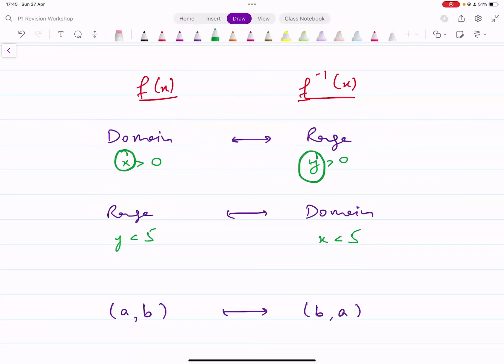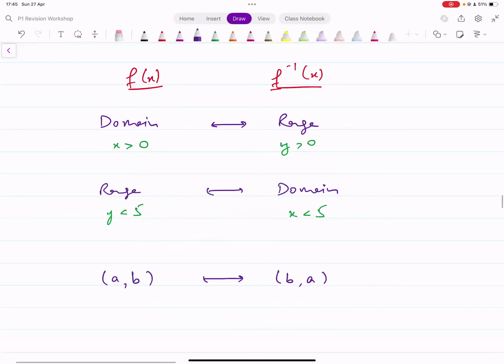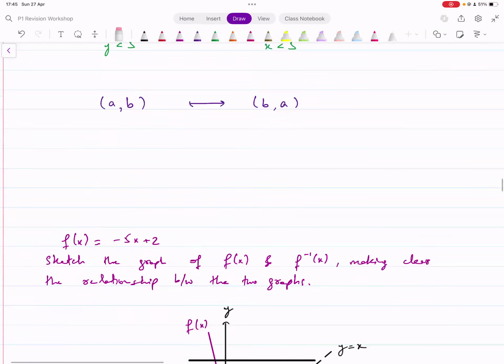So this was x greater than 0 on the left side. For the range of the inverse, it becomes y greater than 0. Similarly here, the range of the original function was y less than 5. The domain of the inverse function becomes x less than 5, because domain are values of x and range is values of y. If any random point on the original function has coordinates, let's say, a and b, for the inverse function the coordinates get interchanged and become b and a. So x becomes y and y becomes x. The coordinates switch like this.